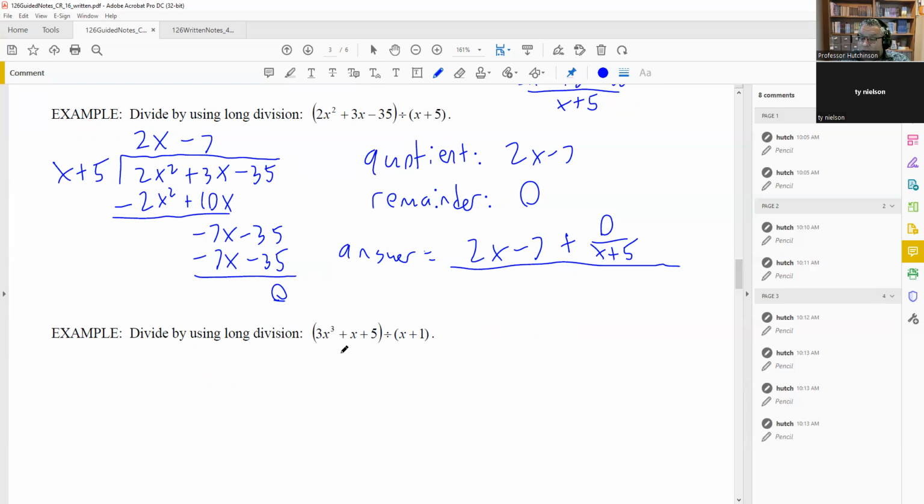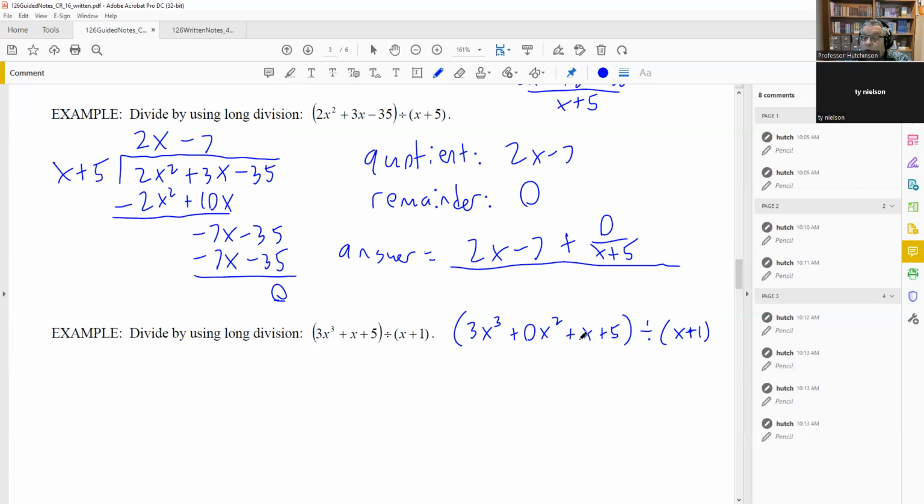Now for something like this next example, what we're going to do instead is we're going to write it. Notice that there is a power missing. The square power is gone. So I'm going to put a 0 placekeeper in there instead. Okay, so I'm going to take all this and then divide this by x plus 1. Okay, so notice again, I added in the placekeeper.